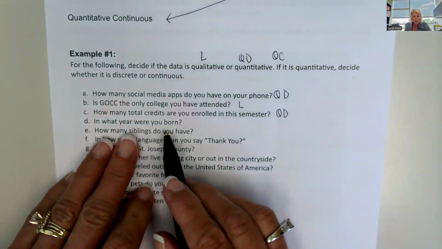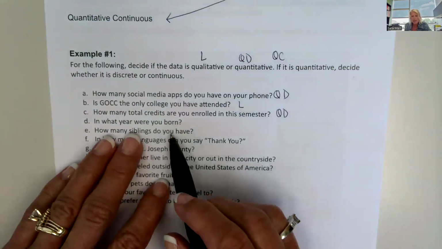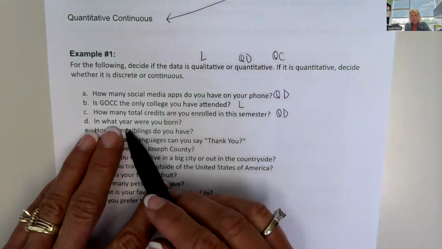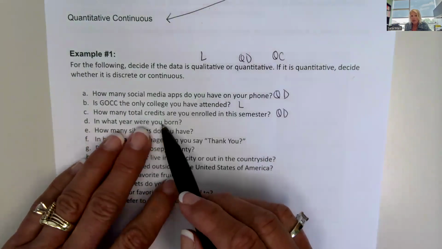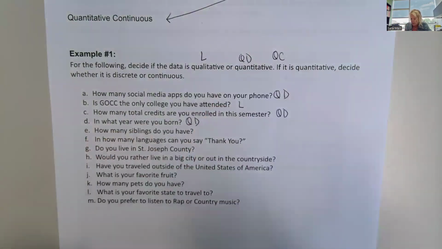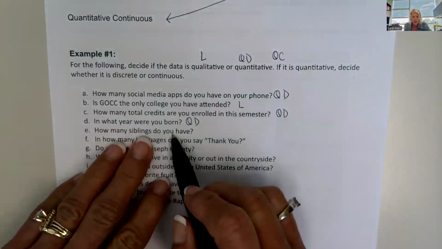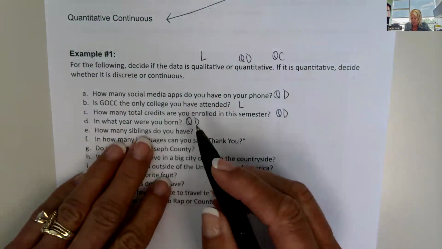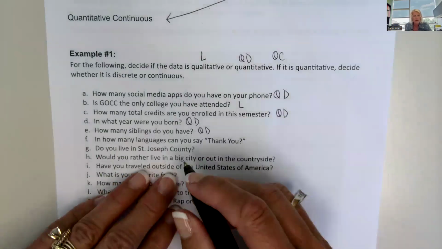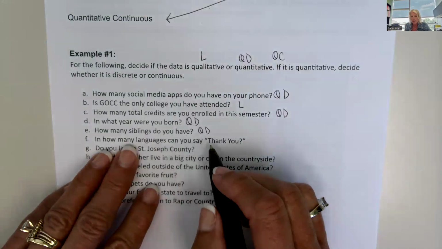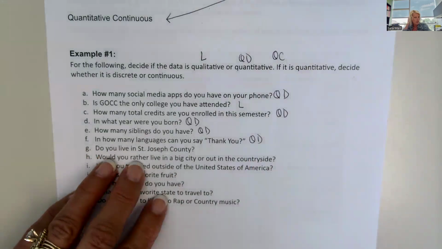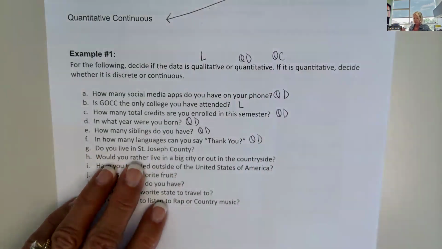In what year were you born? Time is measured, so we would normally say that's quantitative continuous, but because I'm asking for this particular year, years are counted. So we would call this quantitative discrete. How many siblings do you have? That is counted because you can't have half of a sibling. We're not talking about step siblings. And how many languages can you say thank you? Again, that would be quantitative discrete. That is a countable variable.